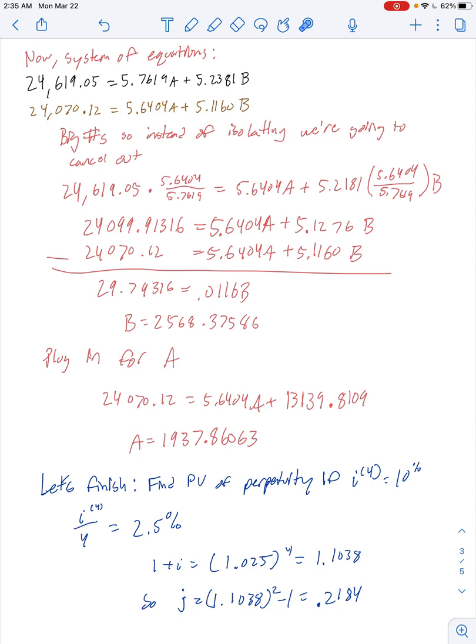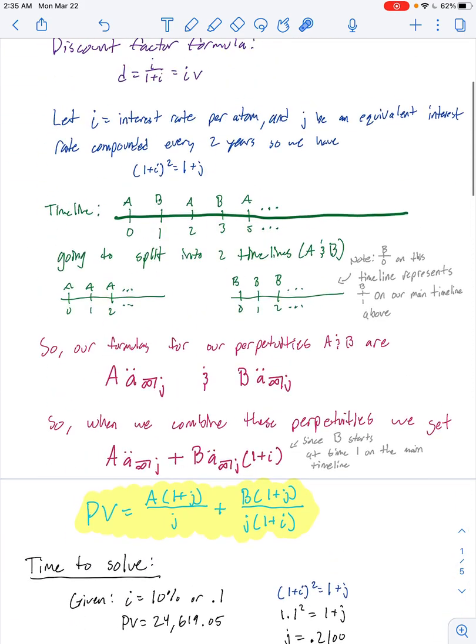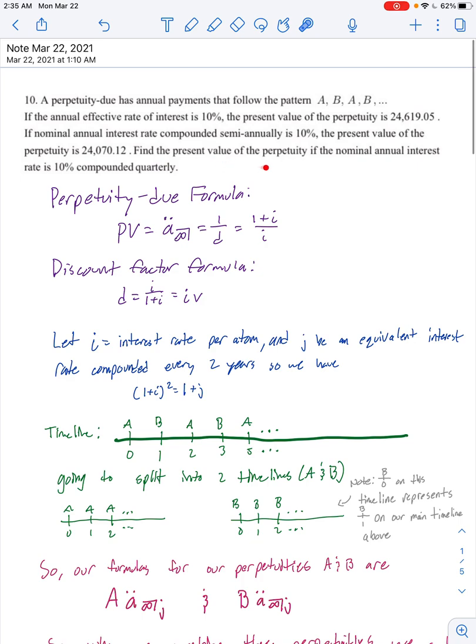So yeah, then I get another big nasty number. 29.79316 is whatever B, isolate B, big nasty number. Great. So I'm going to plug back in for A, just a bunch of plug and chug here, nothing too crazy. So now to finish, it's asking you to find the present value of the perpetuity.